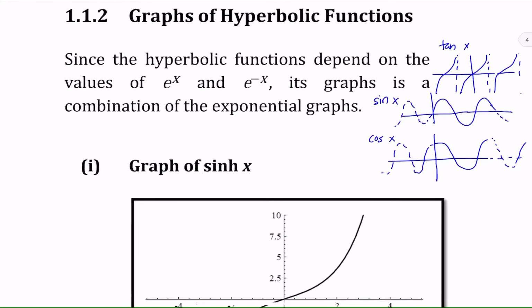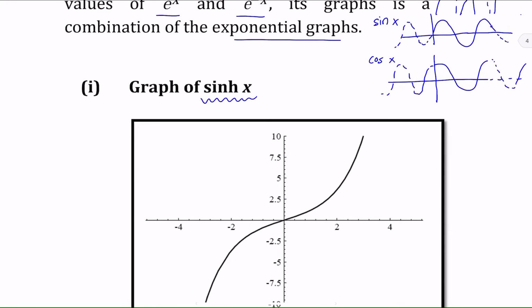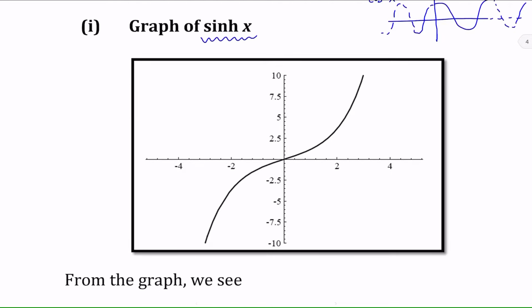So now we want to look at the graph of sinh x. For the hyperbolic function graph, we know that it depends on e^x and e^(-x). How do we know that? It is from the definition that we looked at before. Therefore the graph is also a combination of the exponential graphs. So for sinh x, it is like this.